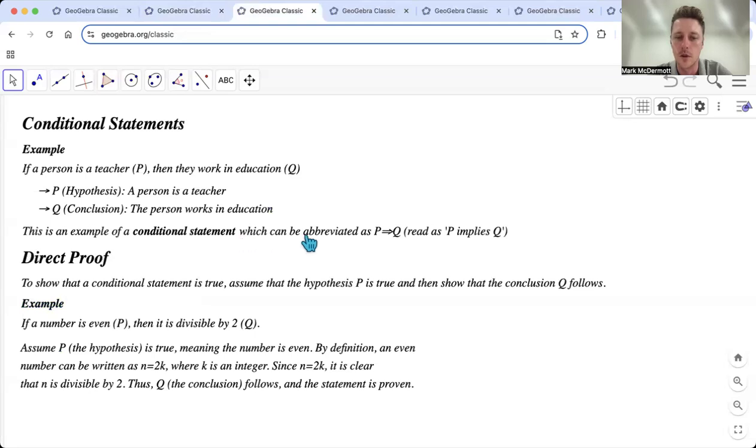In logic terms, we abbreviate this as P implies Q. So we read this arrow as P implies Q. I think that makes sense in this example. If a person is a teacher, then they work in education by definition, right?